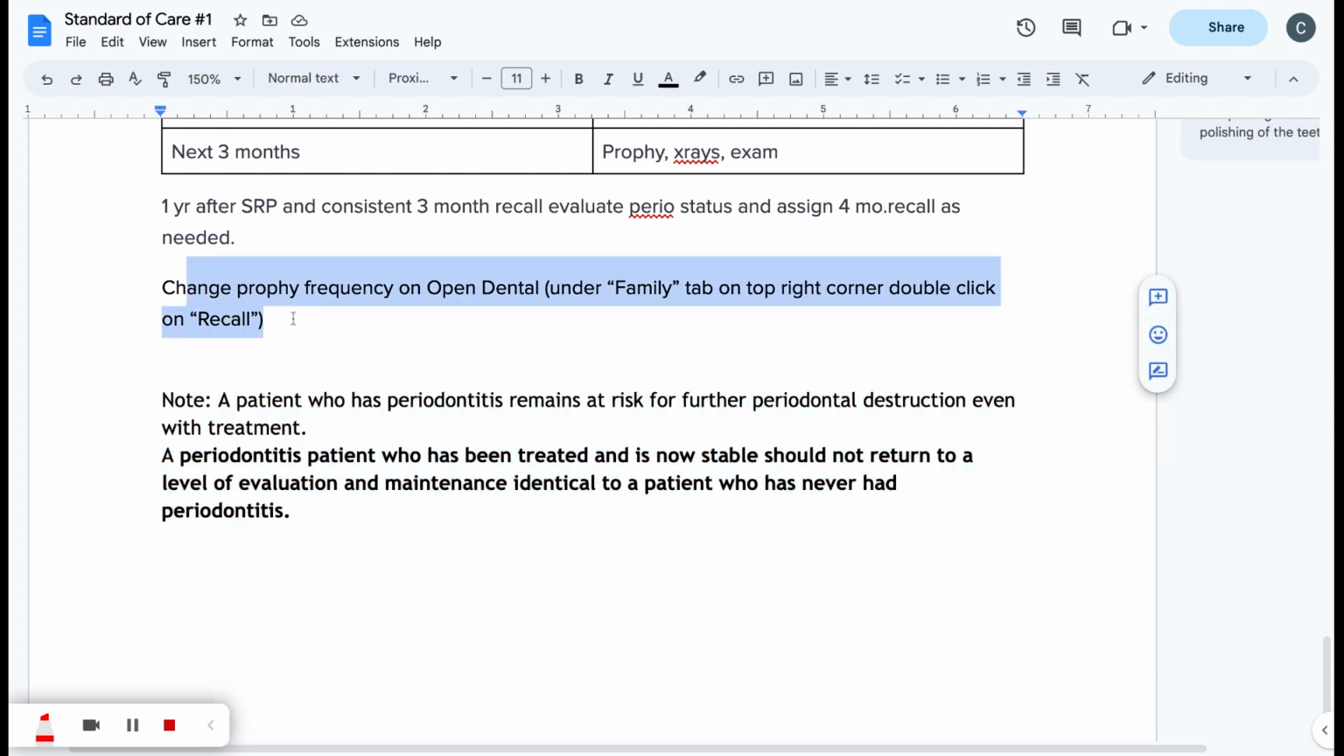And lastly, let's make sure that we change the prophy frequency on Open Dental. We can do so under the Family tab on the top right corner. Double click on recall and just change it to 3, 4 months or 6 months as needed.